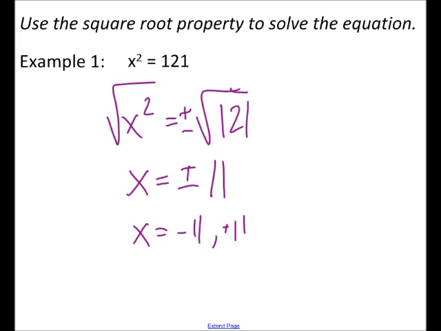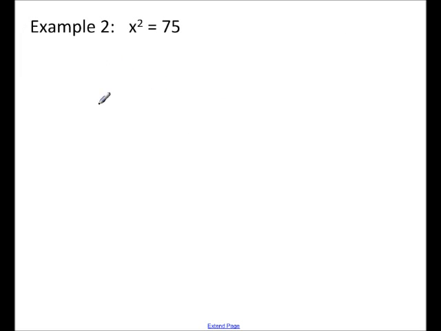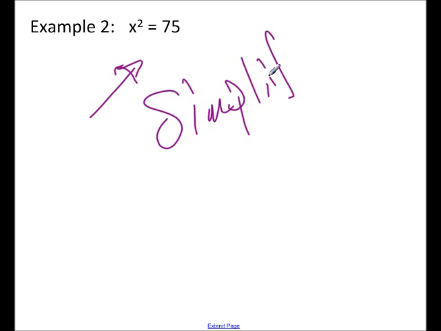And that's it. So hit pause, go ahead and give this one a try on your own. Remember that you are going to have to simplify your square root. Obviously the square root of 75 is not a nice easy one like 121 was. So simplify it. Put your plus or minus in front.